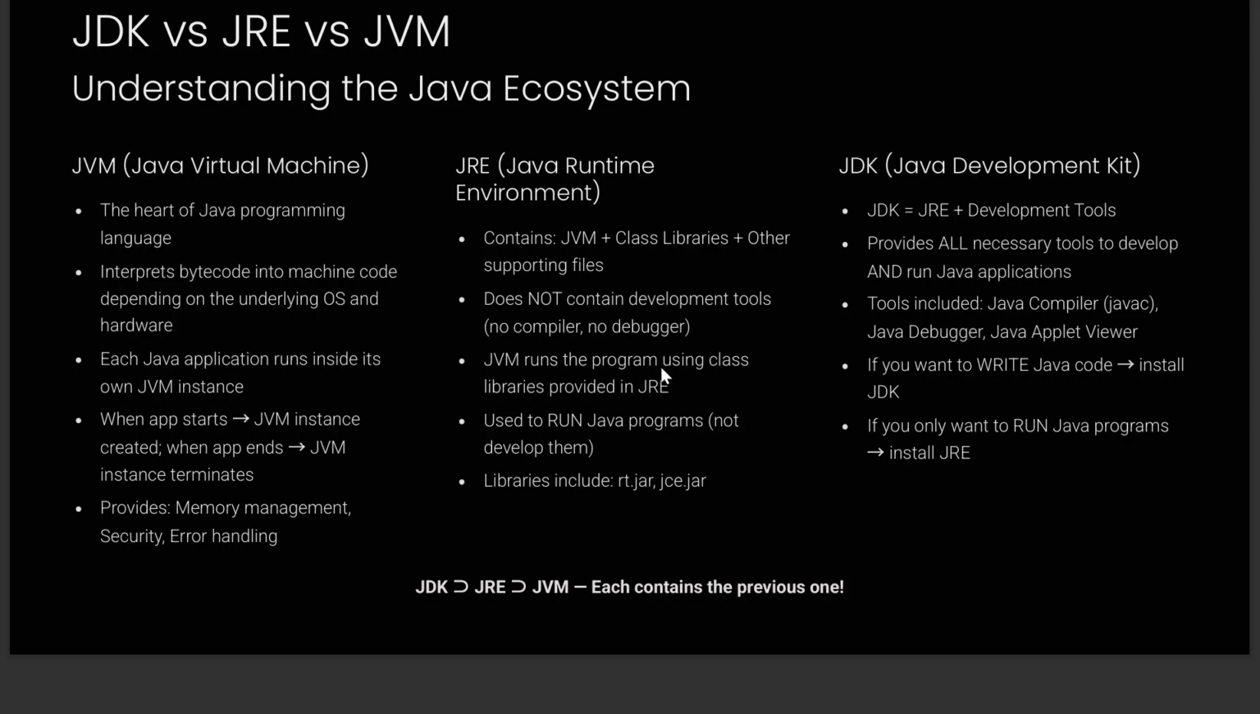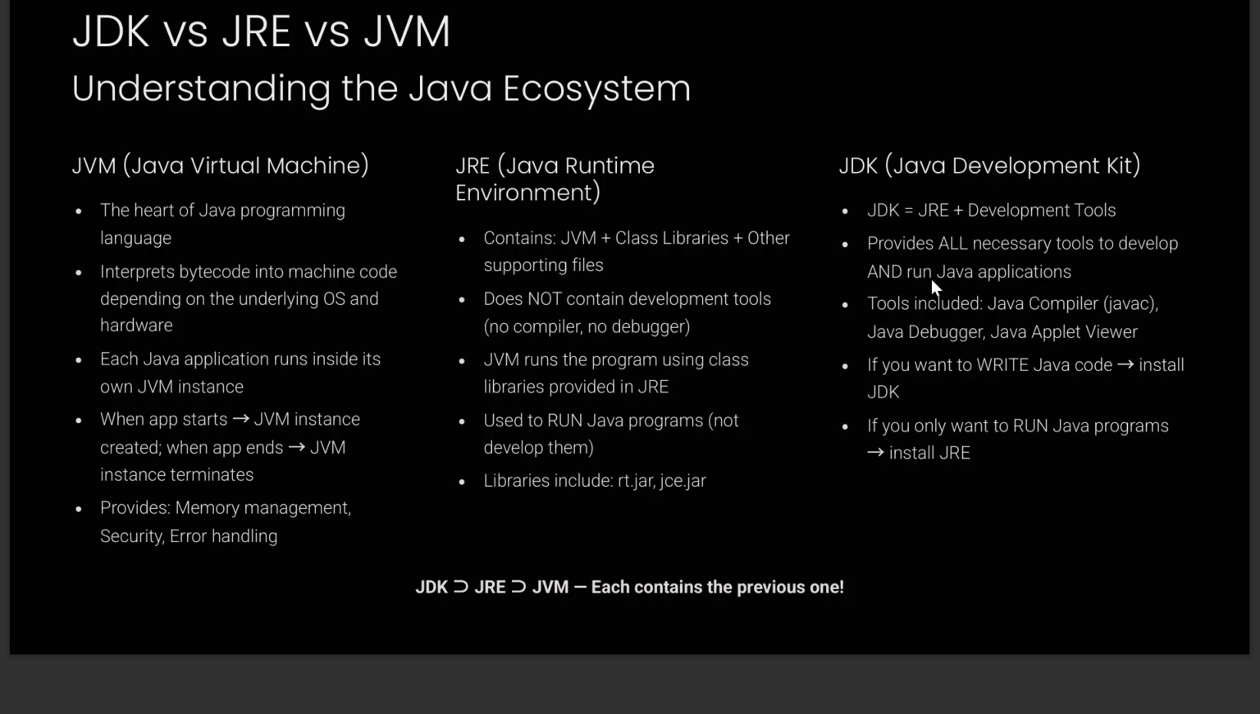And JVM runs the program using the class libraries provided in JRE. So JVM needs the help of these things. JRE is used to run Java programs and not develop them. That is the reason why it is called Java Runtime Environment. And the libraries include these jar files, etc. These are some of the examples written.